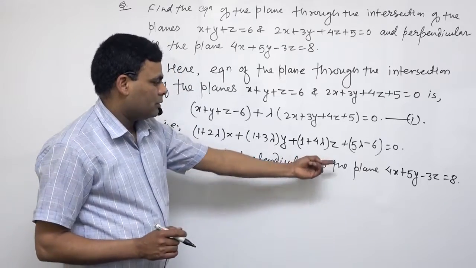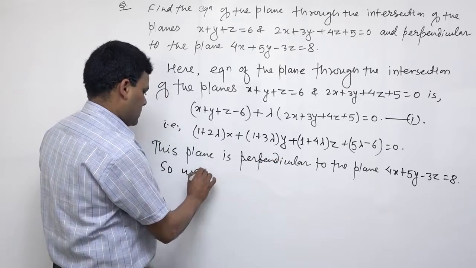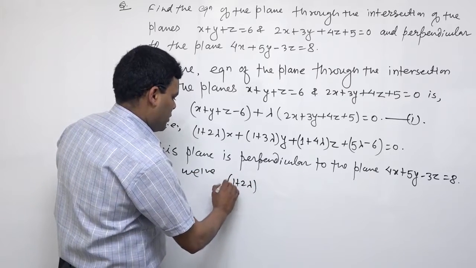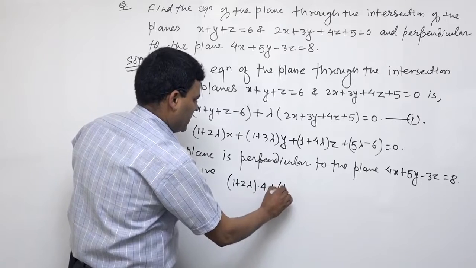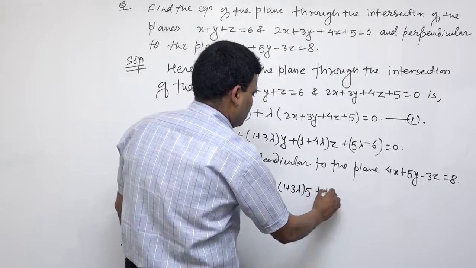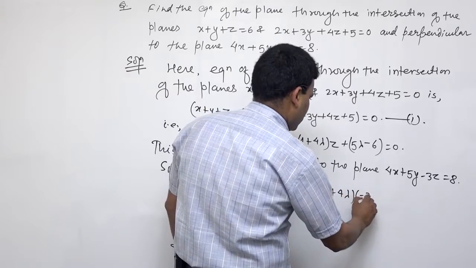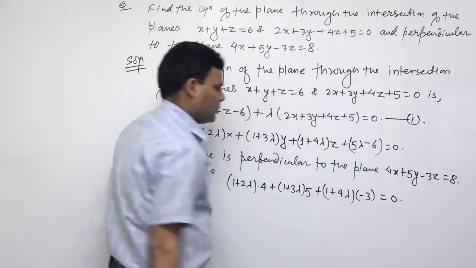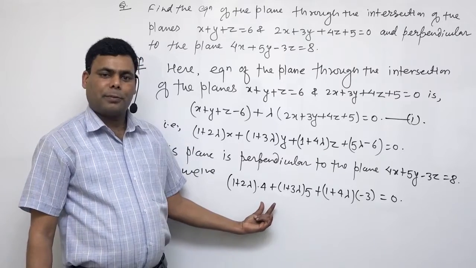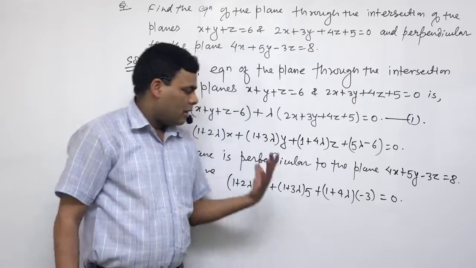This plane is perpendicular to this plane, so we have 1 plus 2 lambda into 4 plus 1 plus 3 lambda into 5 plus 1 plus 4 lambda into minus 3 equals to 0. If two planes are perpendicular to each other, then the normals to these planes will also be perpendicular, and hence we have a1 a2 plus b1 b2 plus c1 c2 equals 0.